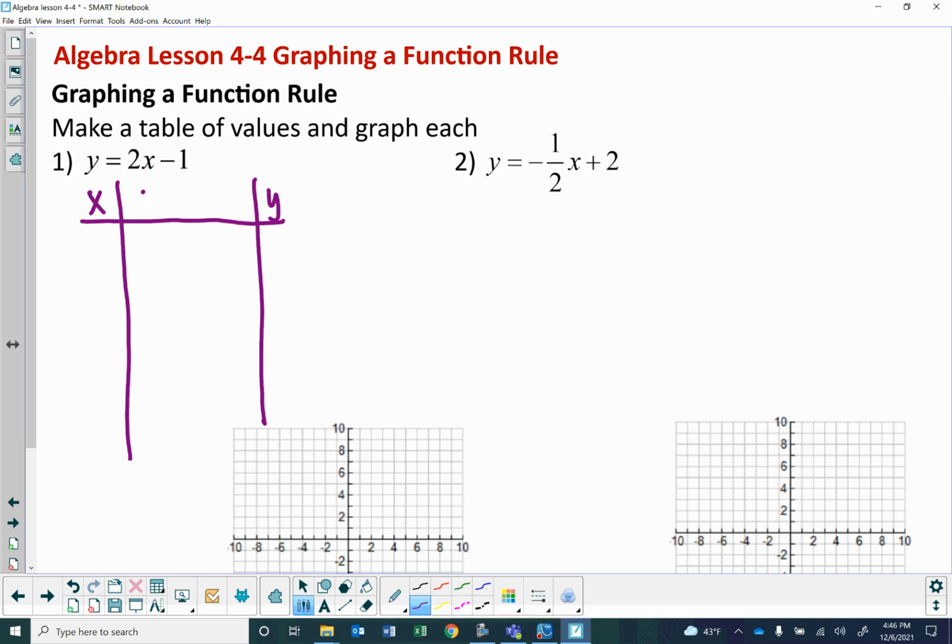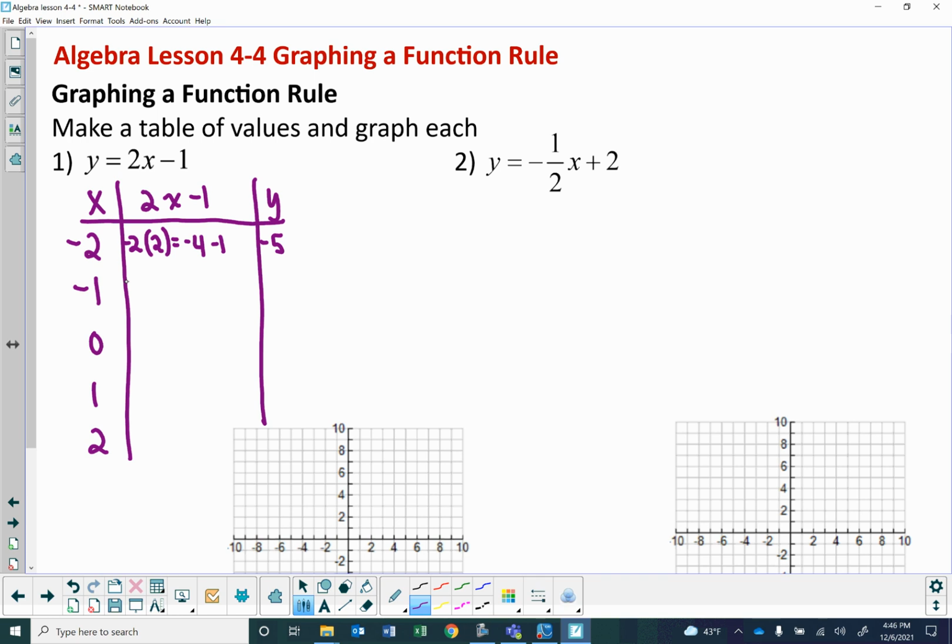I sometimes write 2x minus 1 in here because it's helpful for me to figure out what I'm doing. Since there are no fractions, I'm going to choose to use -2, -1, 0, 1, and 2, because that's what I like to do when there are no fractions in my problem. All I'm going to do is evaluate y when x is -2, and then evaluate y when x is -1. So here's my work. I'm going to do -2 times 2, that is -4, minus 1 is -5.